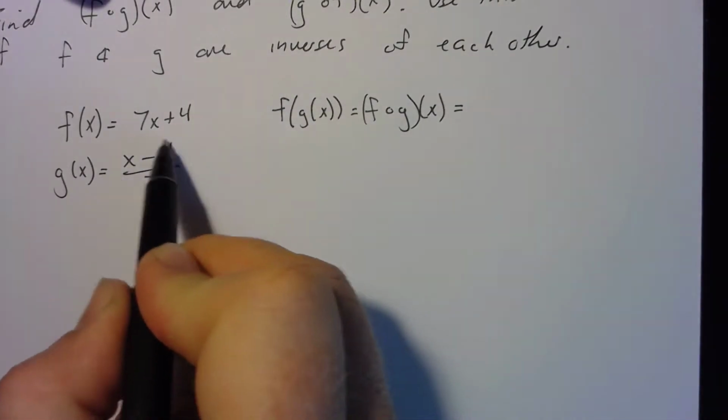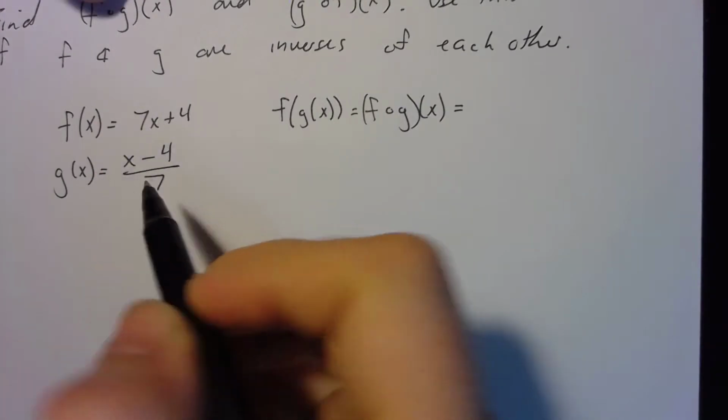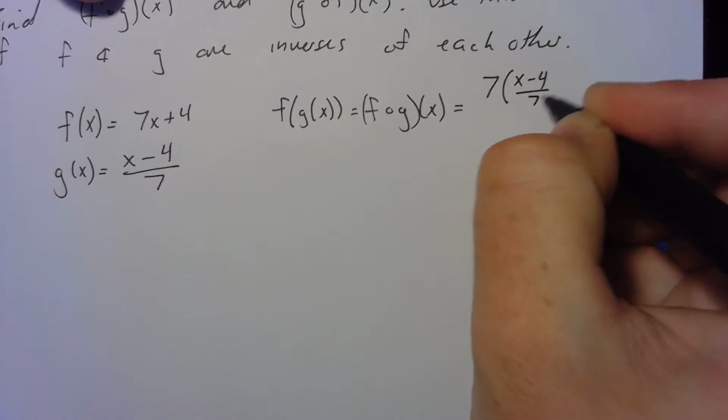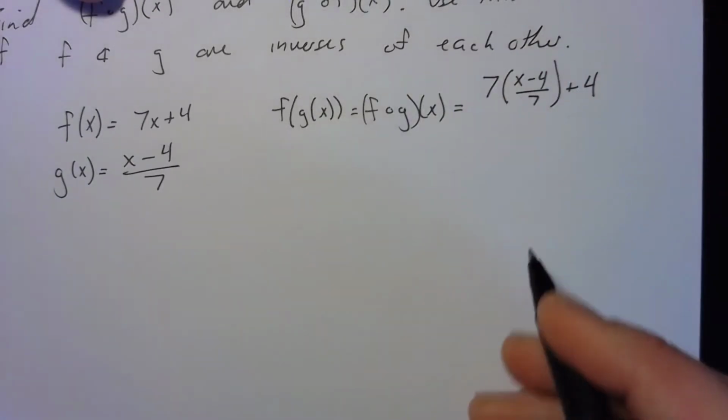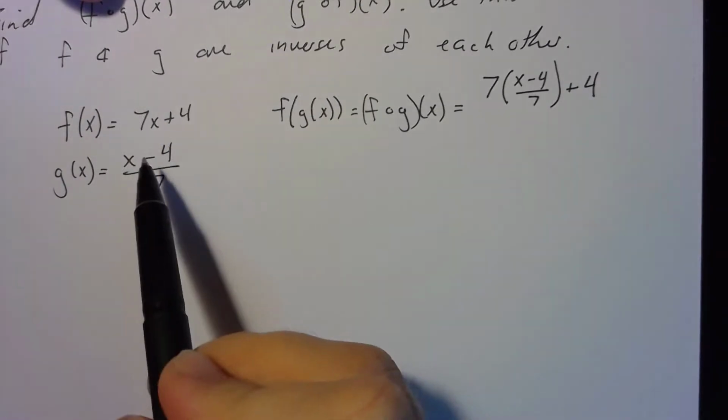So this right here is my function g. Everywhere in f, we're going to replace that x with that entire function. So we're going to have 7 parentheses x minus 4 over 7 plus 4. This here is again replacing all the x's in f with the function g.